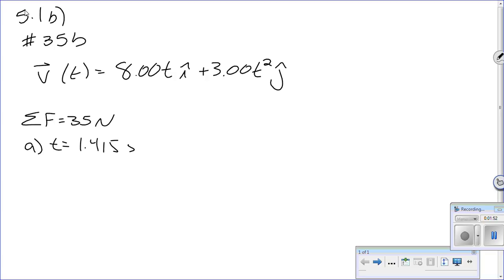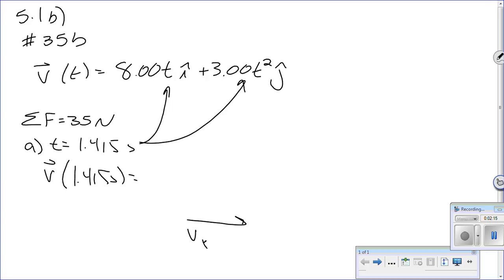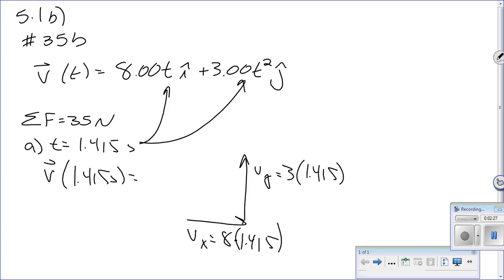Good? So all I'm going to do is take that time and plug it into my velocity vector. And that tells me that the velocity at time t, or at 1.415 seconds, is, I didn't write out the whole numbers, but you're going to get this. Your Vx is 8 times 1.415, and then your Vy is 3 times 1.415 squared, whatever that is, and you're looking for the angle. So you just do inverse tangent.